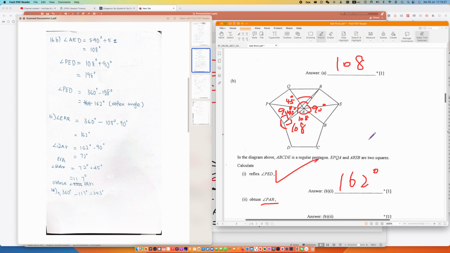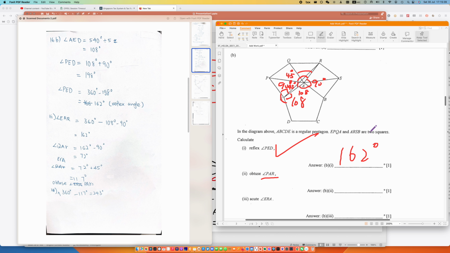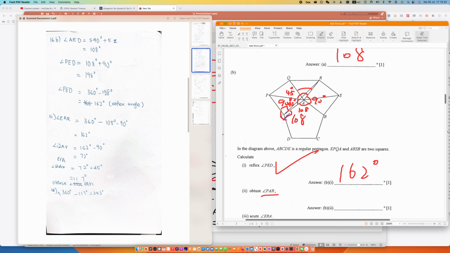Okay. Then the ERA. ERA means this small one. It's an isosceles triangle. So you just need to find out what this one is. Minus, then divide by 2. So this one is 90 degrees plus the... No, it's 45 plus this thing. Or 90 plus the 72.